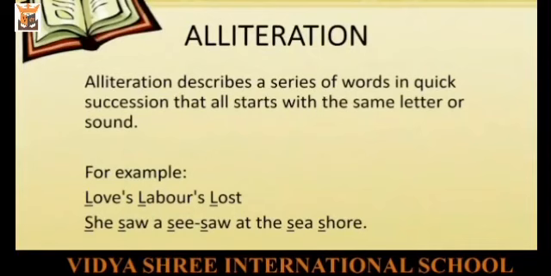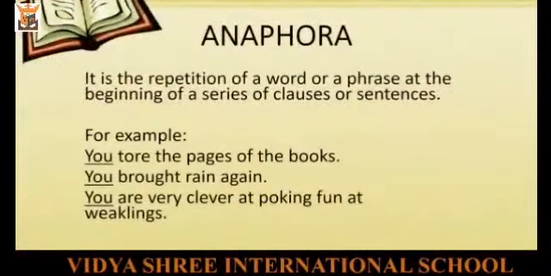As I have discussed one tongue twister, let me give you one more example. Love's Labour's Lost. This is the title of a play. In this, the sound of L and the letter L are both repeated. So here we have used alliteration. Now let us come to our next device, that is anaphora.